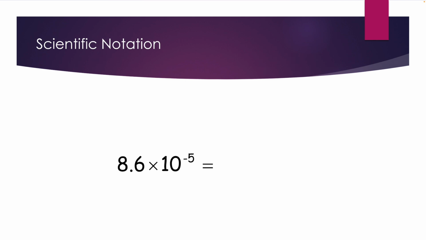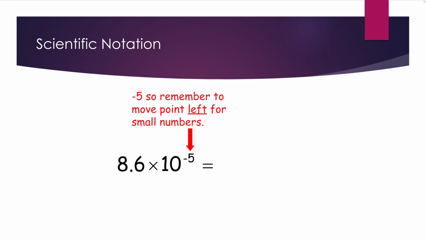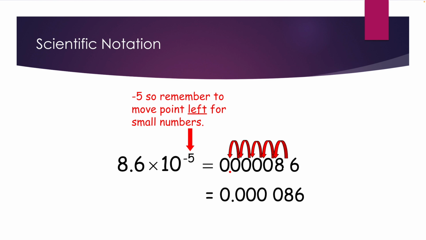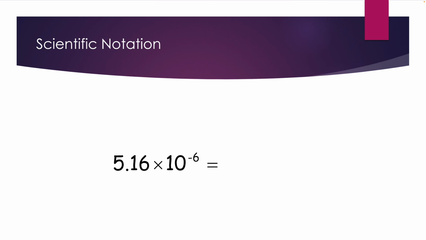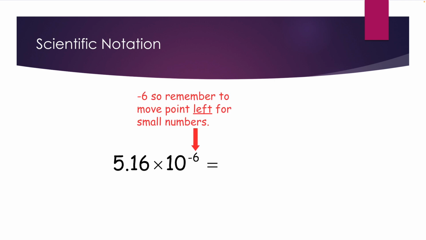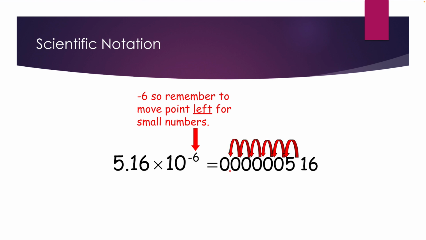Okay, so let's look at this one. Again, the negative 5 tells me I'm moving to the left. So I'm going to put my number down, write some zeros in front of it, and move 5 times. 1, 2, 3, 4, 5. And so I get this as my number. One more time, I'm going to write my number down, put some zeros in front, and in this case, I'm moving it 6 spaces. So 1, 2, 3, 4, 5, 6. And I get my number.